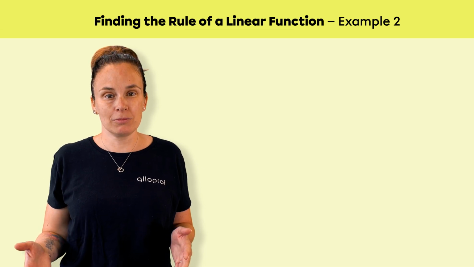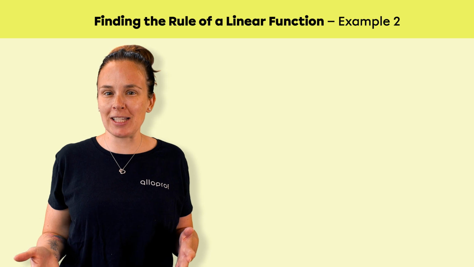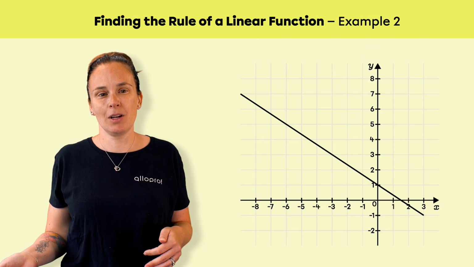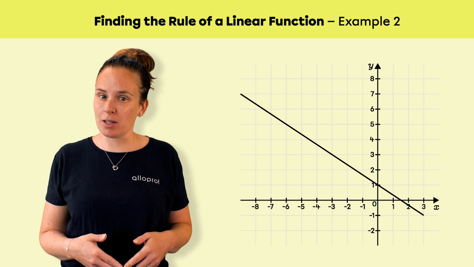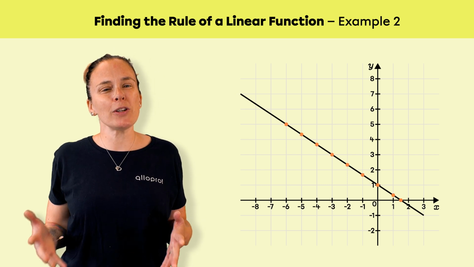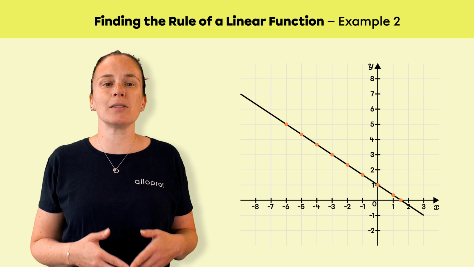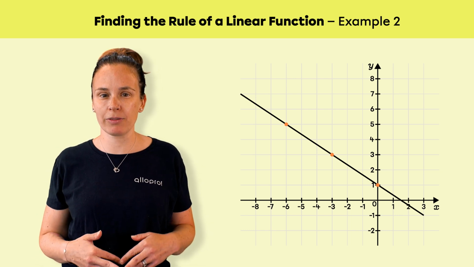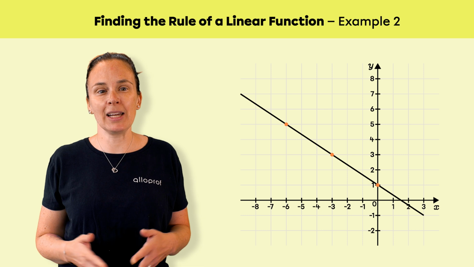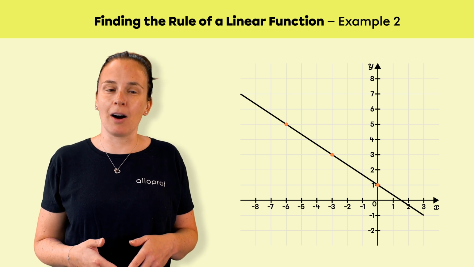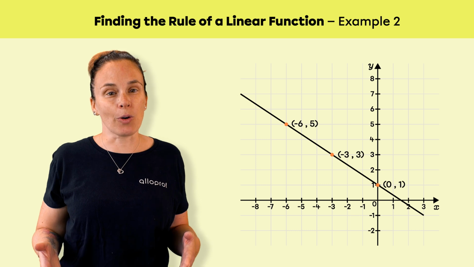For example, you may be asked to find the equation of a line that is graphed on a Cartesian plane like this one. Using the 2-point method, we need to find 2 points that belong to the function. We have a few different choices. We always use easily identifiable points that can be precisely read from the graph. We want to avoid fractions or decimal numbers. Here, the 3 points to remember are -6, 5, -3, 3, or 0, 1.